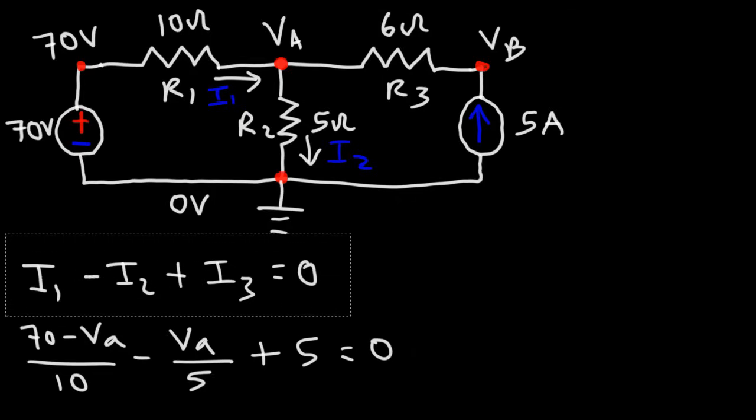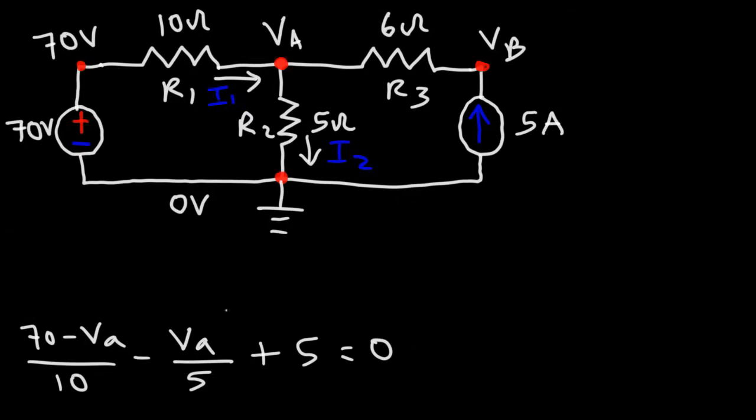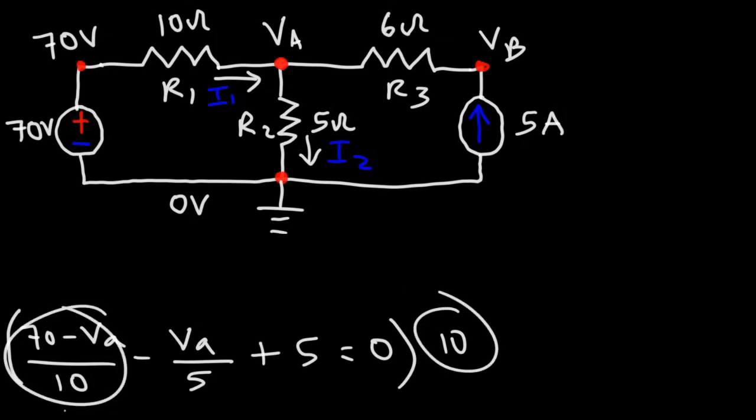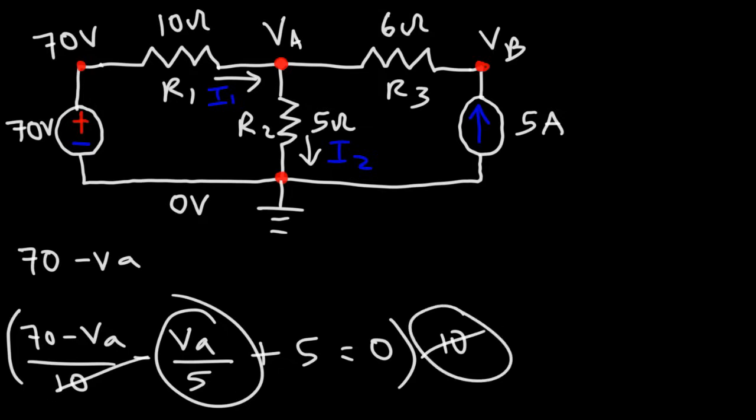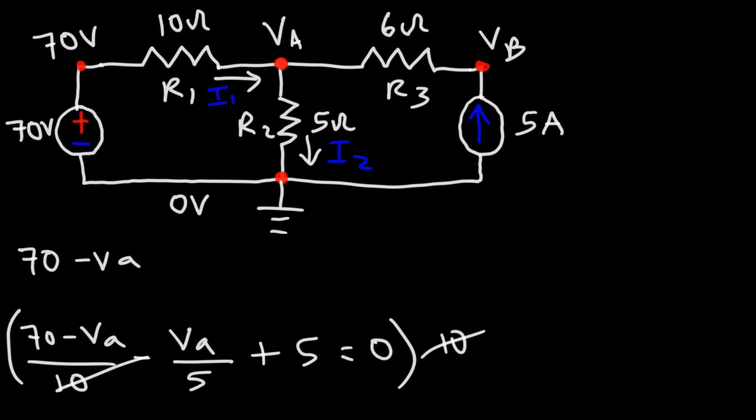So the first thing that we're going to do is get rid of the fractions. The highest denominator is 10. And I'm going to multiply both sides by 10 because 10 and 5 can go into 10. So this fraction times 10, the 10s will cancel, giving us 70 minus VA. Now multiplying the second fraction, VA over 5 by 10, 10 divided by 5 is 2. So this is going to be negative 2 VA.